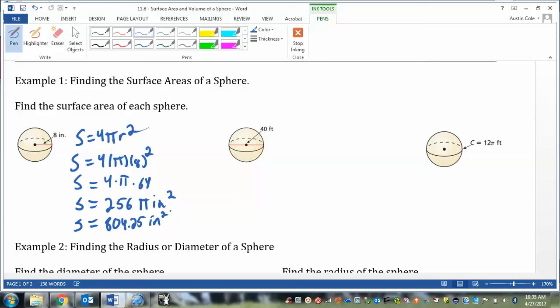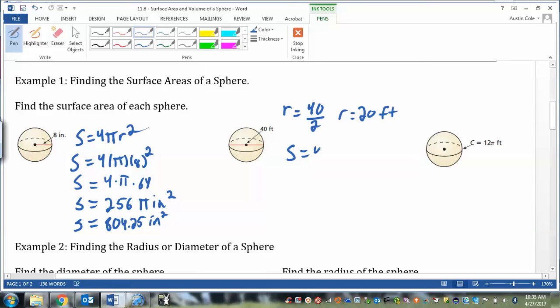What about the 40 feet on this next one? That's a diameter. How do we get the radius from the diameter? Divide by 2, right? So our radius is our diameter, which is 40, divided by 2. 40 divided by 2 is 20. So our radius is 20 feet. Now we can plug it into that formula.